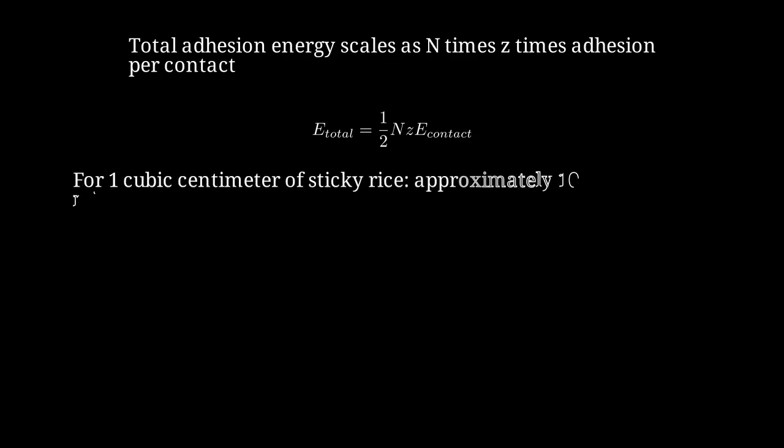Let's estimate for 1 cubic centimeter of sticky rice. With approximately 30 grains, Z equals 7, and contact energy of 10 nanojoules, we get total energy around 10 millijoules. E approximately equals 30 times 7 times 10 to the negative 8, approximately 10 to the negative 5 joules, or 10 millijoules. This is measurable with sensitive calorimetry.